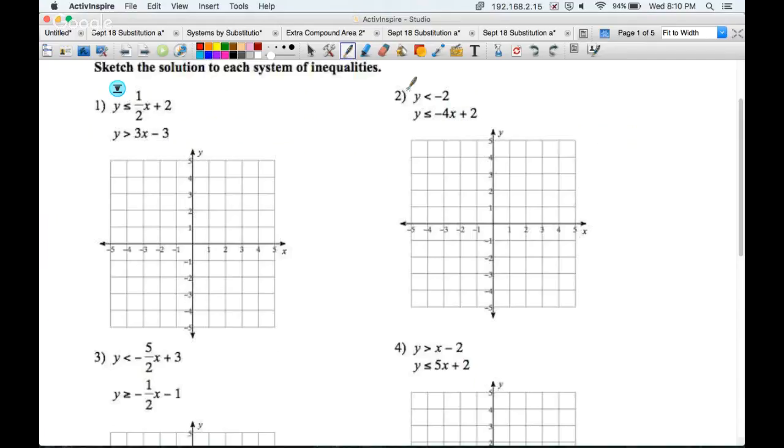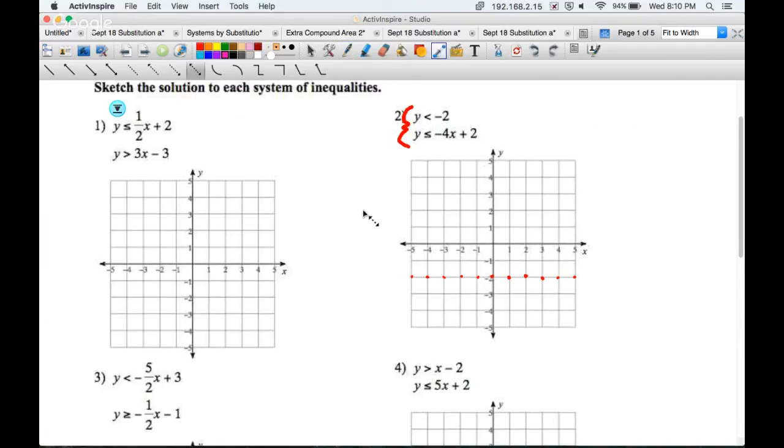So what I want to do is graph each of these separately and then keep the overlap of the shaded region. So y is less than -2. Well, y equals equations create horizontal lines. So I'm going to want to put a horizontal line across my graph at elevation -2. Now, one way to think about this is as slope-intercept form. The y-intercept would be -2, and the slope would be 0.